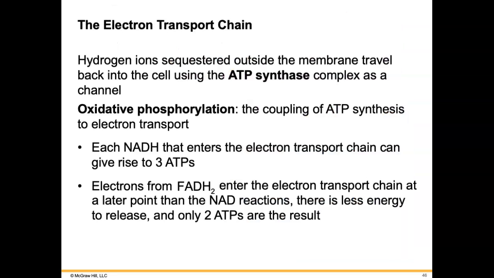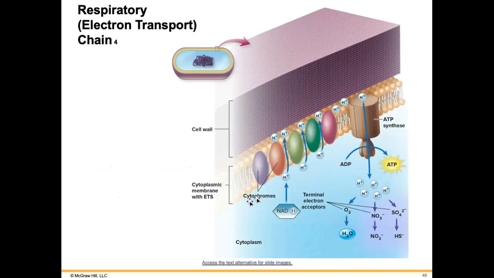All right, let me finish this up. Hydrogen ions sequestered outside the membrane travel back into the cell using the ATP synthase complex as a channel. Oxidative phosphorylation is the coupling of ATP synthesis to electron transport. Each NADH that enters can give rise to 3 ATPs, which I already mentioned. Electrons from FADH enter the electron transport chain farther down the line. So NADH enters early, FADH enters farther down.